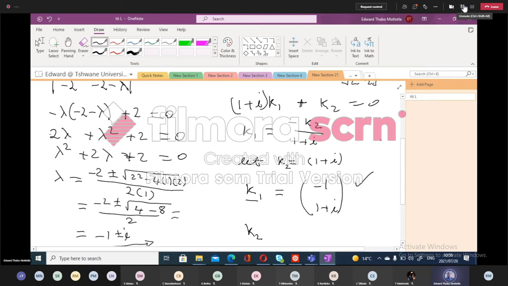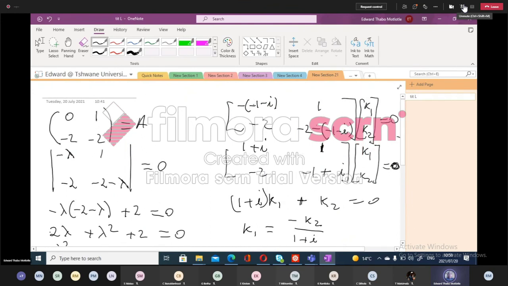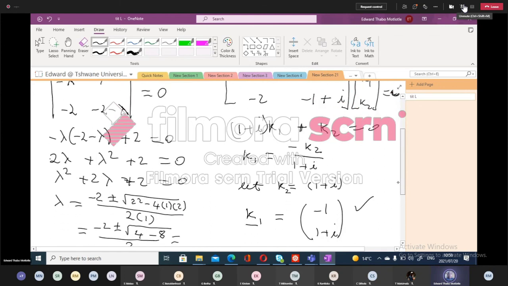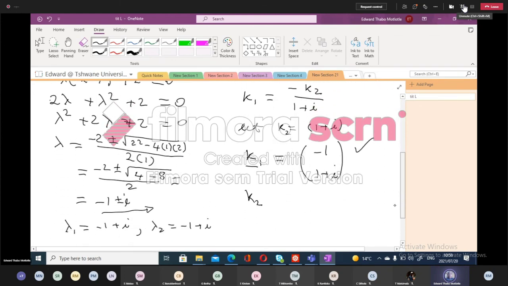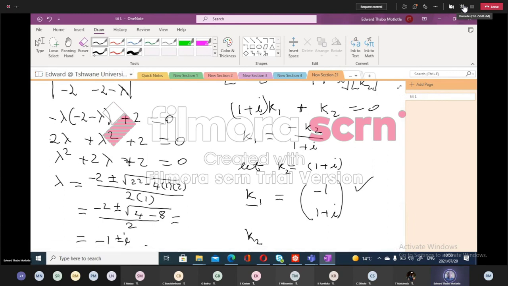Or we can just compute it again. You substitute minus, here is going to be what? Plus i and solve, and then determine the value of K2. Okay? So I think the best option is to do it and then compare the answer. Then in future, you'll know what value you are going to multiply with.